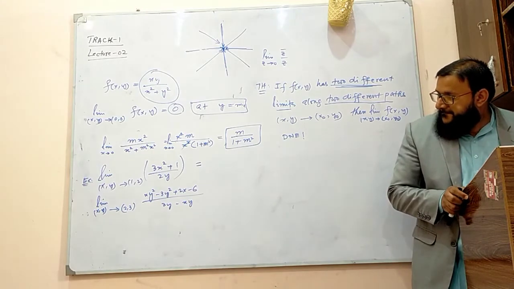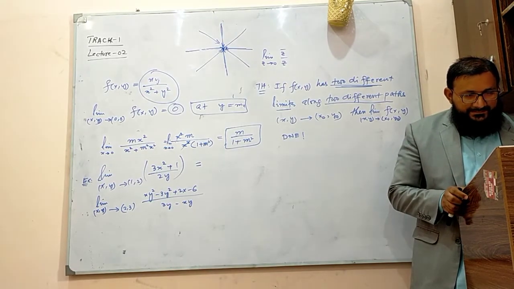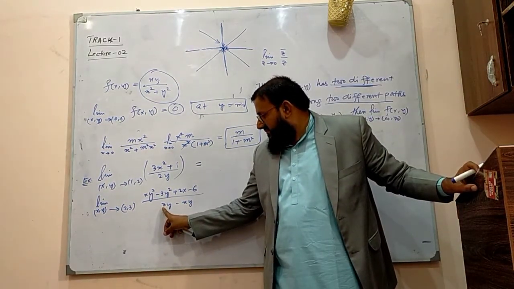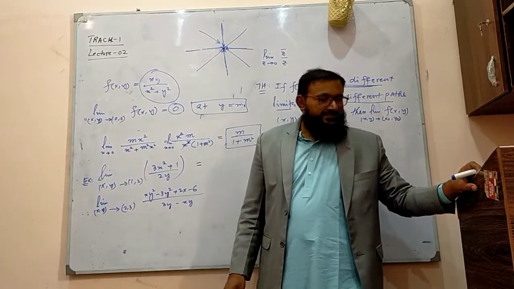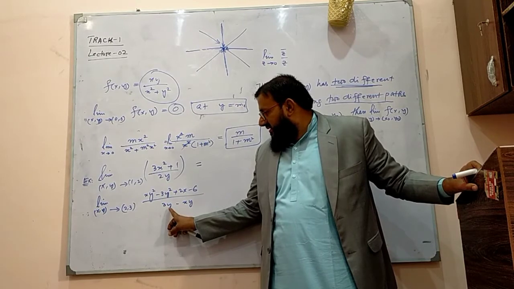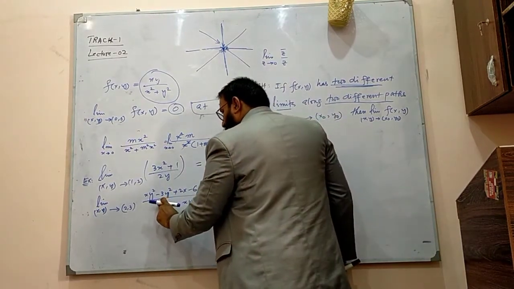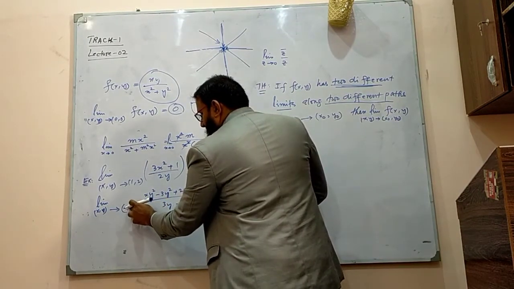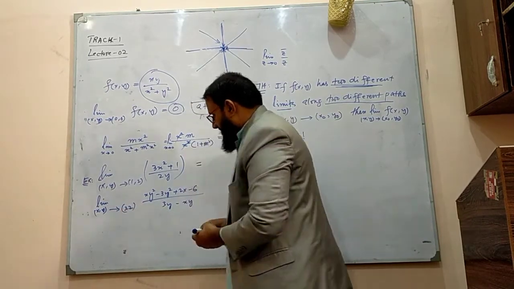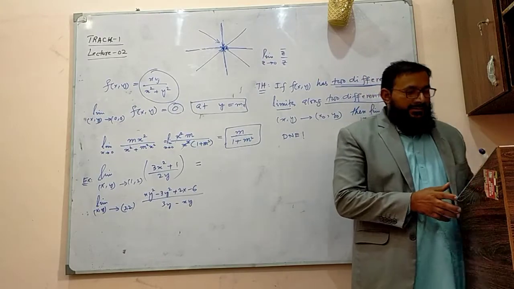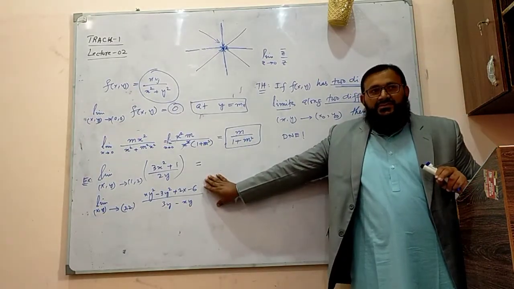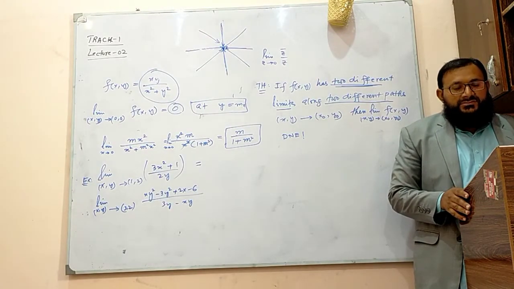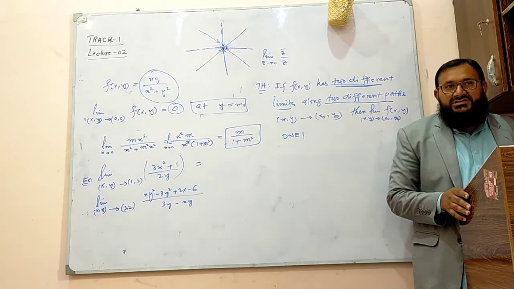Putting the value directly, the denominator gives 3 times 2 minus 6, which is 0, so it is undefined. Now, I think you can factorize this. Yes, cancellation, and then you can apply the limits. And sometimes, you know very well that we also use the process of rationalization.